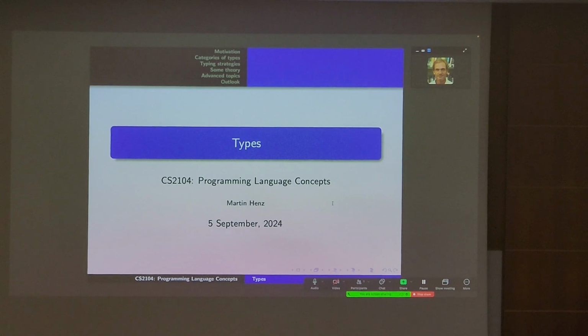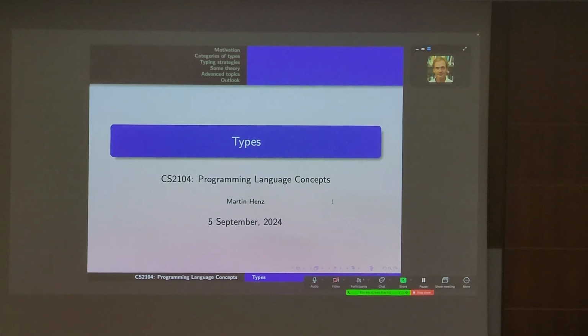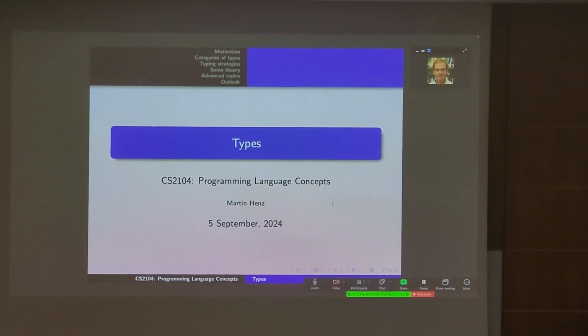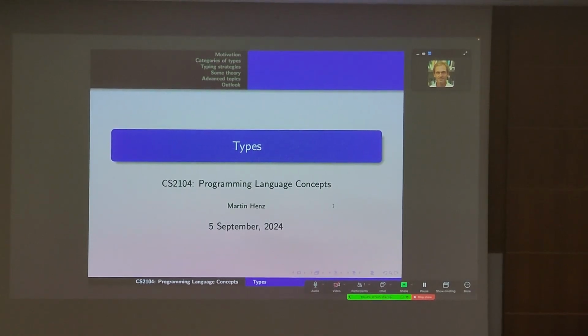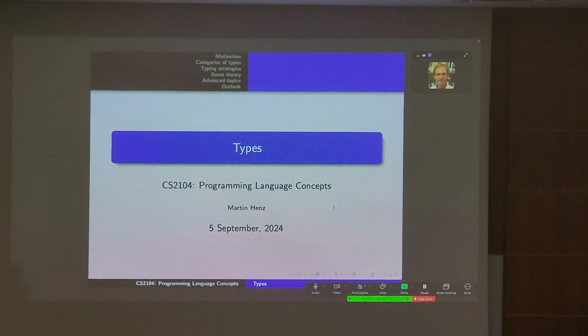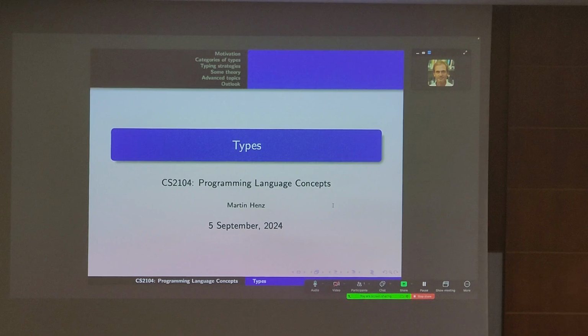We are here to explore the third programming language concept in CS2104. We have discovered the syntax of programming languages. We have looked at control. And control is an aspect of the semantics of programming languages. Typically, we are talking about dynamic semantics or the runtime semantics of programming languages when we talk about control.